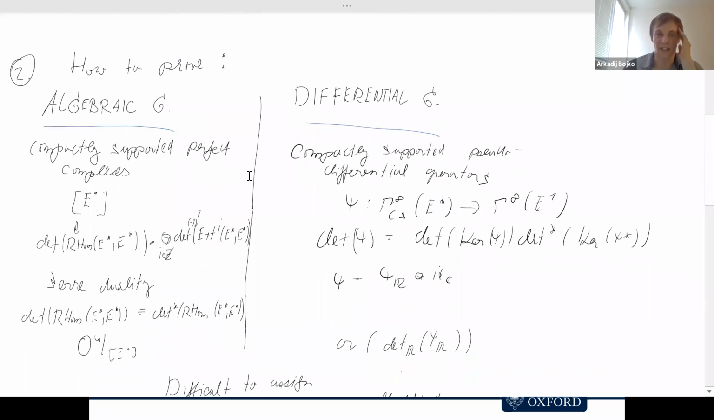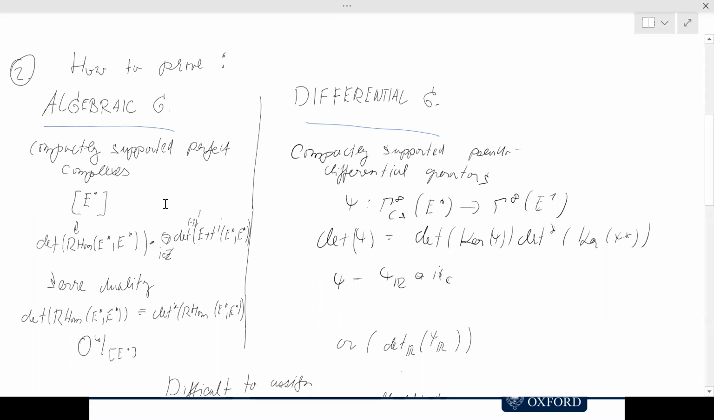So, like I said, there are kind of these two parts of it. One of them is algebraic geometry, and one of them is differential geometry. On the algebraic geometry side, I had these compactly supported perfect complexes. On the differential geometric side, one should think of these almost as compactly supported pseudo-differential operators, in the sense that these are isomorphisms outside of some compact set.